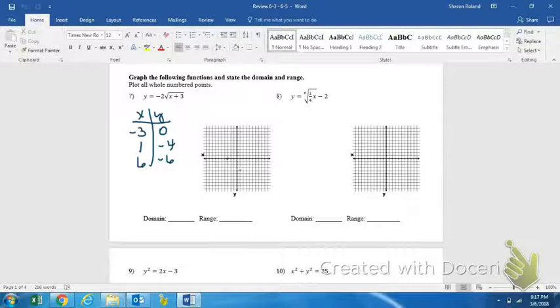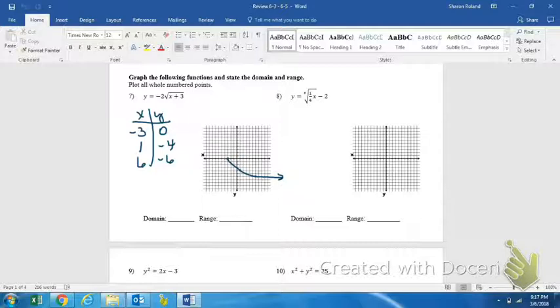1, -4, and 6. 1, 2, 3, 4, 5, 6. 6, -6. So it starts right there and we'll go that way.